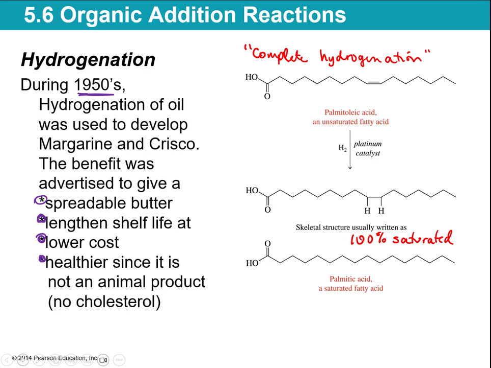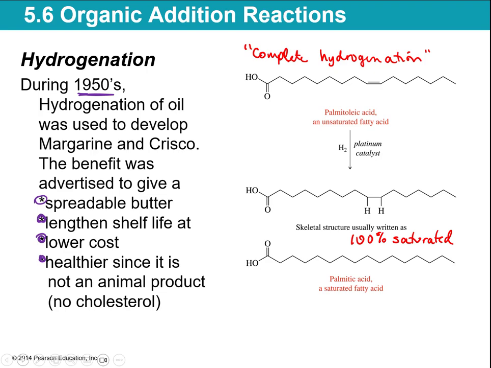And so they went on this big thing saying that it was healthier. It was really sort of pushing it. It's healthier since it's not an animal product, because animal products like butter contain cholesterol. So margarine and Crisco are cholesterol free because they're actually a plant product because they're an oil type.